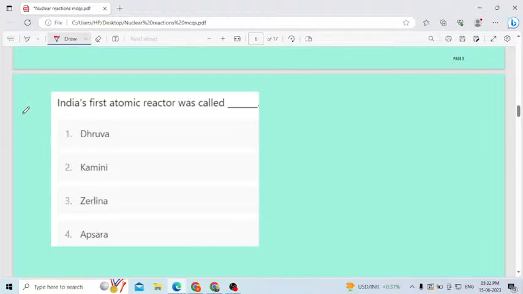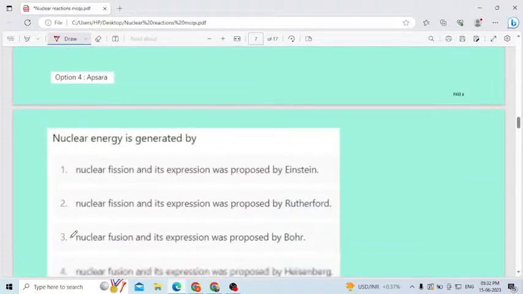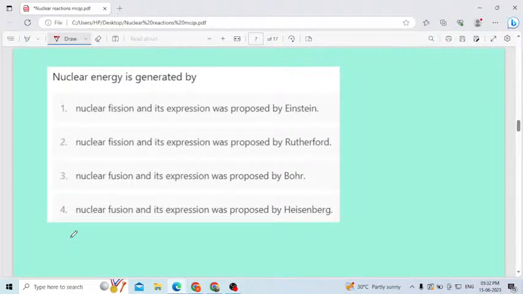India's first atomic reactor was called dash. Dhruva, Kamini, Zerlina, Apsara. Yes, Apsara. India's first atomic reactor was called Apsara. Remember the name. Okay. Nuclear energy is generated by, first option, nuclear fission.